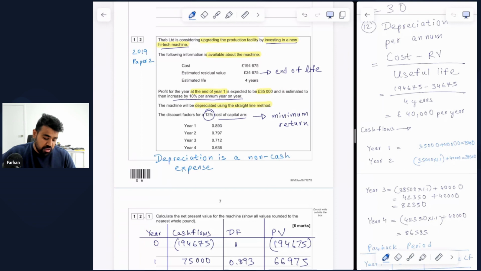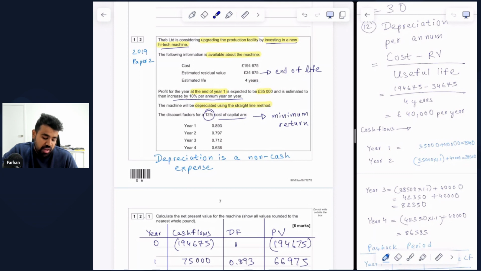We are now going to start the question. Tab Limited is considering upgrading the production facility by investing in a new high-tech machine. The following information is available about the machine. So we are given the original cost of the machine, the estimated residual value, which is the disposal proceeds that we can get by selling the machine at the end of its useful life. We know the useful life is 4 years.